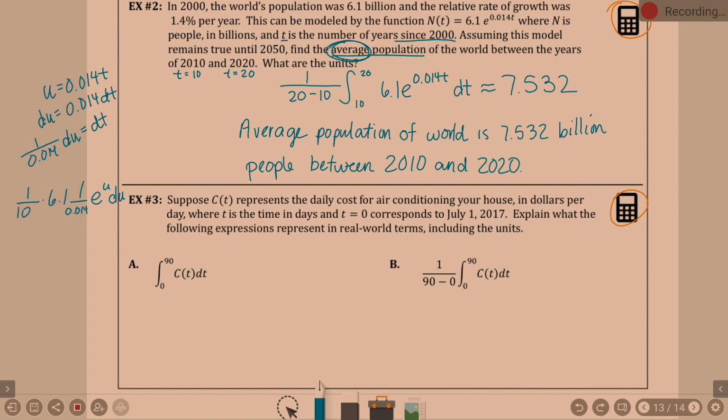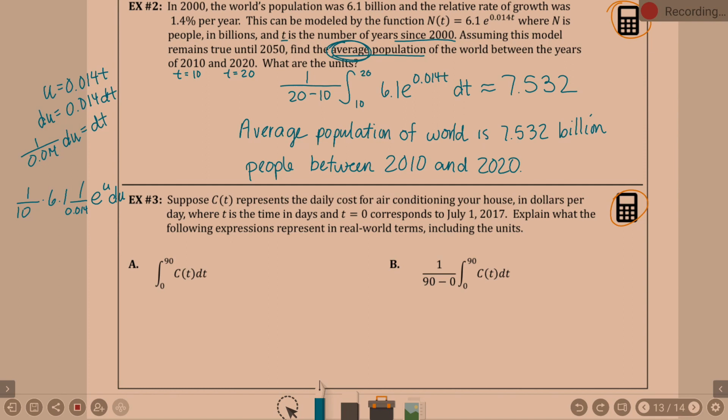Okay, so C of T represents the daily cost for air conditioning your house in dollars per day. T equals 0 is July 1st, 2017. So this is indeed day 0 being that July 1st, 2017 to 90 days later, right? And then if this is 0 to 90 days, then altogether this is going to represent the total cost, right? So I have mine written as total cost to cool your home for July 2017 to another month in 2017. What would be 90 days later?